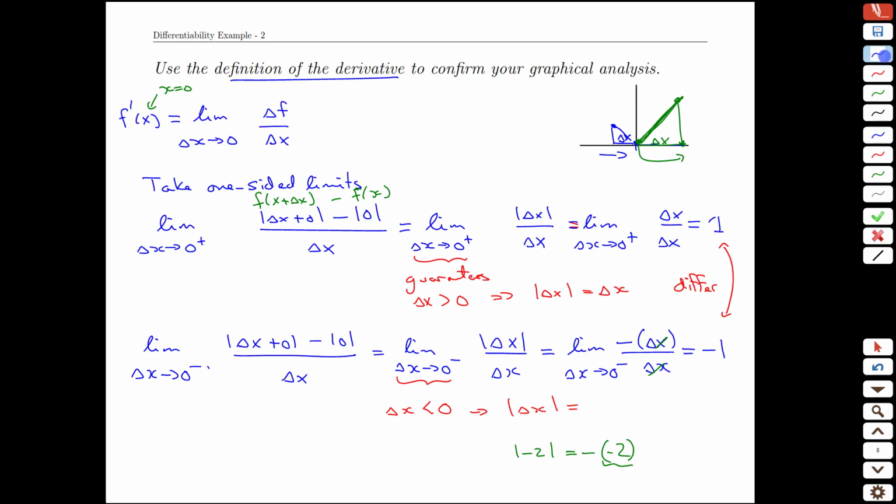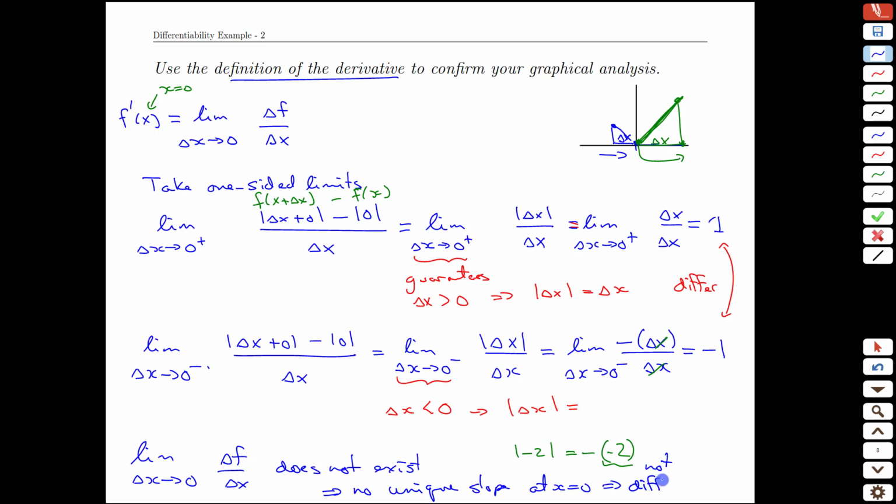And what that means is, going back to our limit ideas, if we have a limit from the left and a limit from the right that differ in value, then the limit overall of our slope does not exist. And because this is the very special limit of slopes delta f over delta x, if it doesn't exist, then it means there's no unique slope at x equals 0, and that means the function is not differentiable.